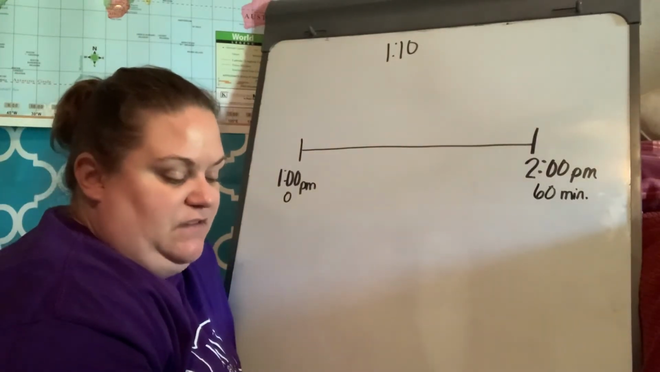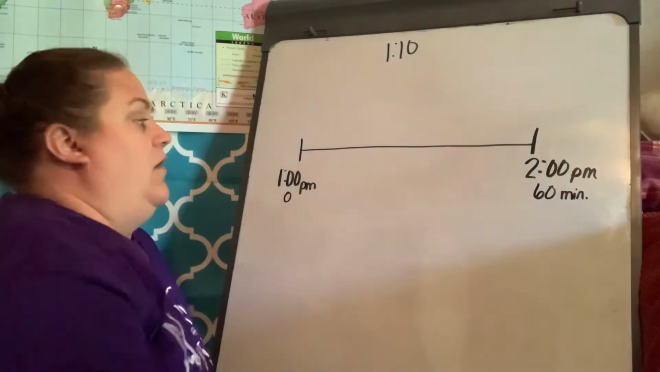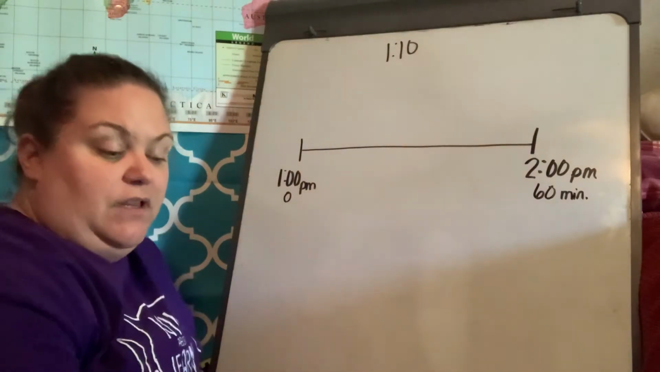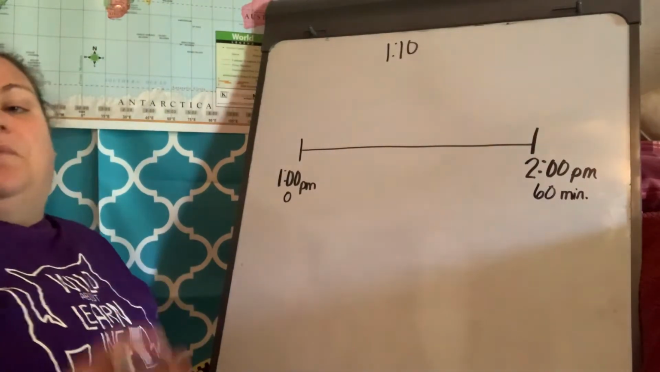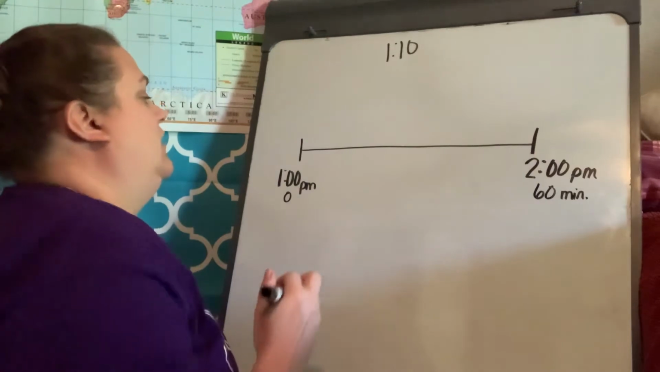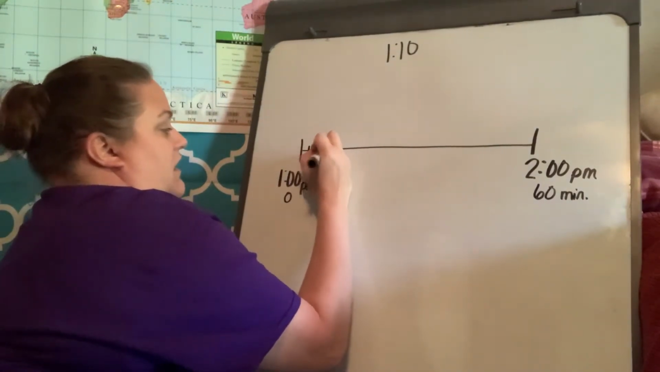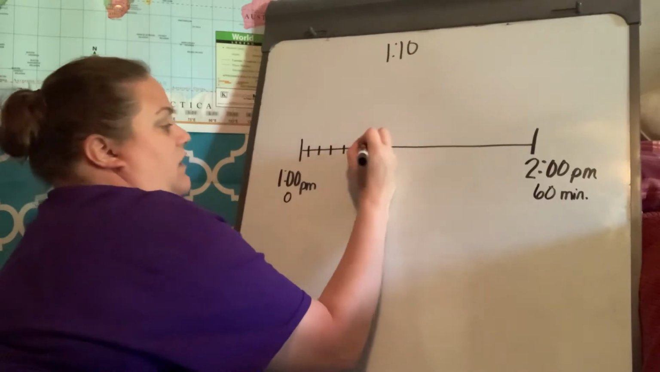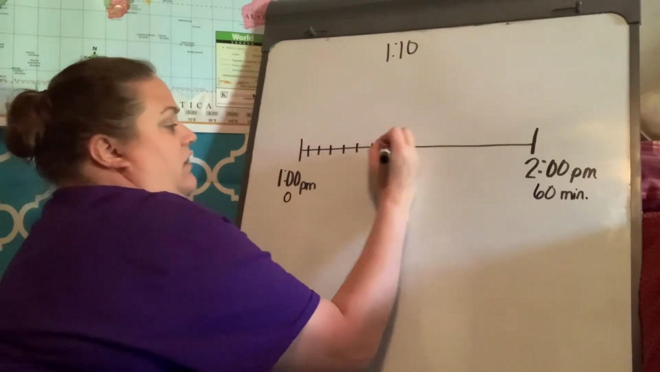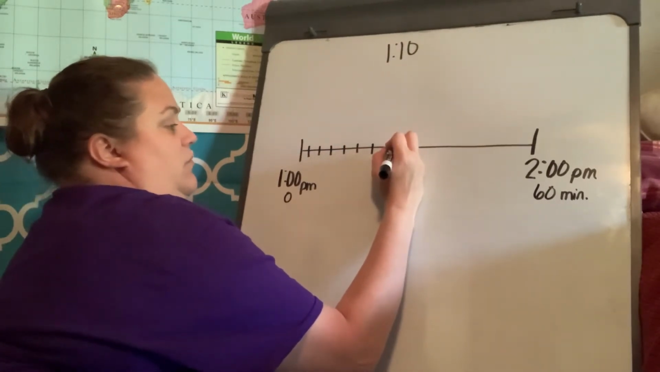So one of the ways to do that is I'm going to map this out. I'm going to do it like we do with a clock. I'm going to do it by 5s. So I'm going to see if I can squeeze it in here. So this is going to be 1:05, 10, 15, 20, 25, 30. Ooh, I'm going to have more room than I thought.